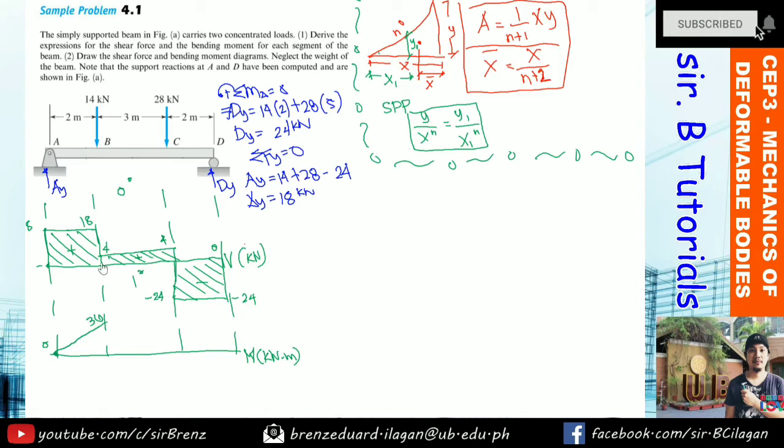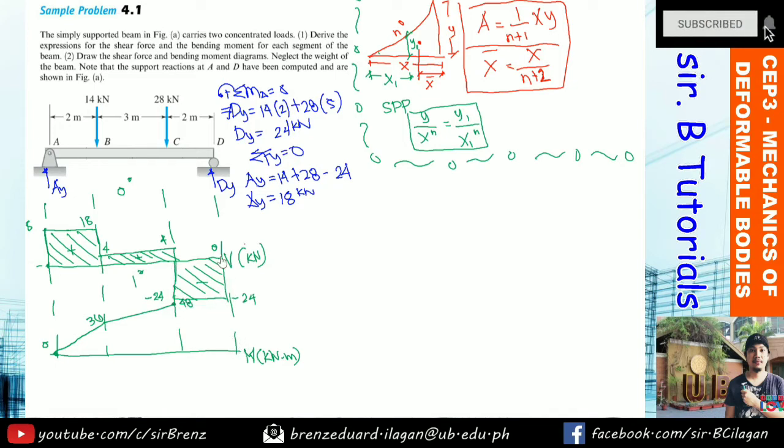And then ito, just take the area of this, and then since nasa taas din siya, so i-add mo siya doon sa value ng sinundan mo na moment. So, 36 plus the area of this, or plus 4 times 3, so plus 12. So, that will be ilan? 36 plus 4 times 3, that will be equals to 48. So, again, coming from a 0 degree, magiging first degree lang. Ayan. So, ang value niya dito is 48 kilonewton meter.